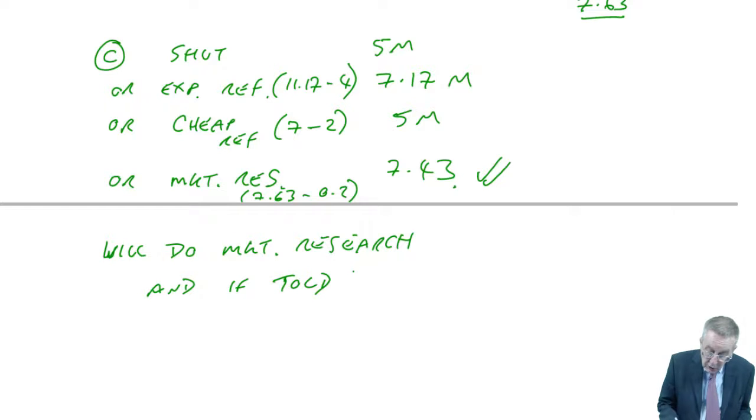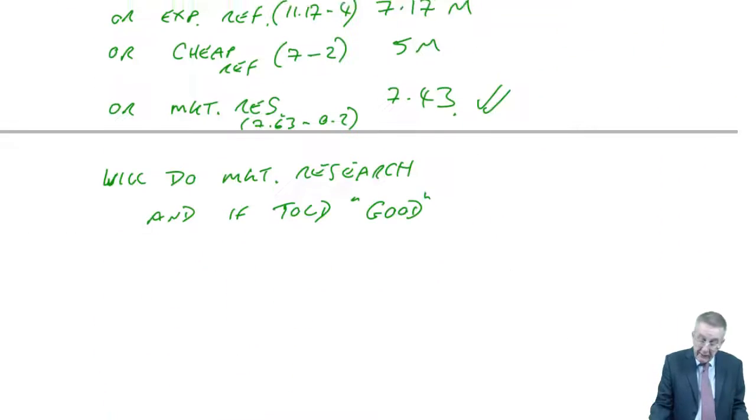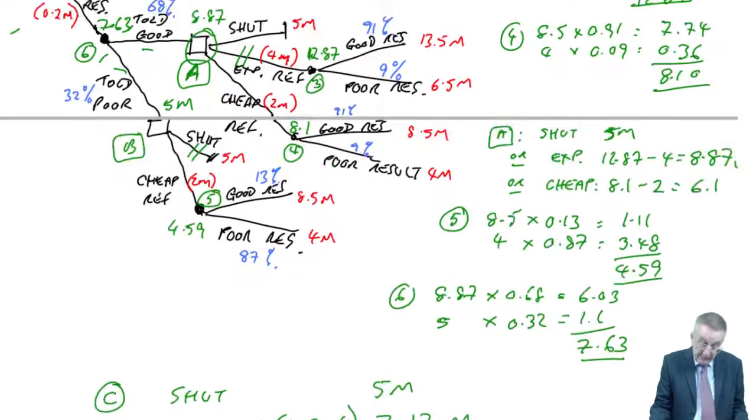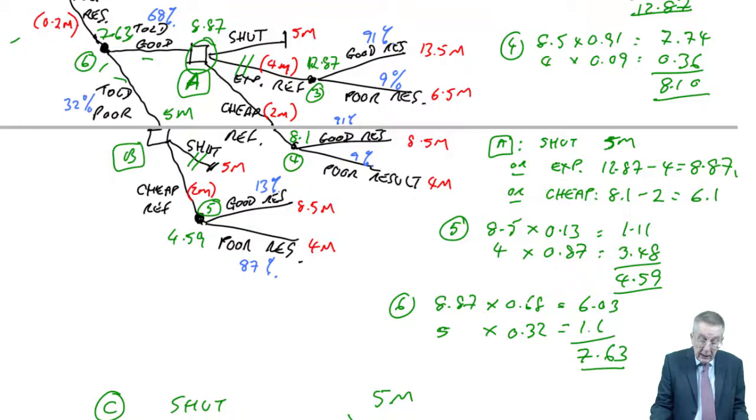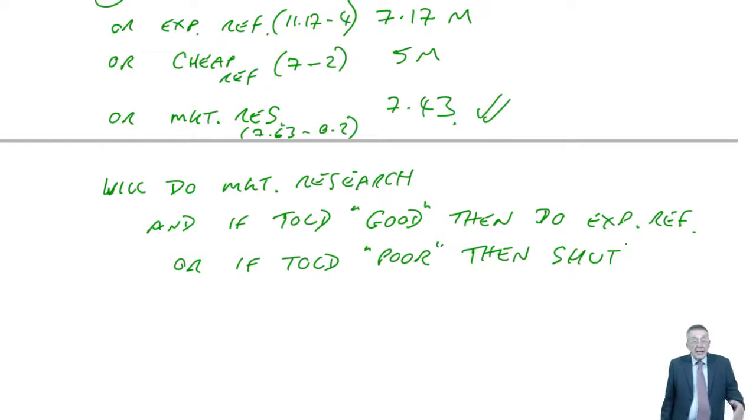If we're told good, then what would be the decision? We carry on and do the expensive refurbishment. Or, if told poor, what will we do? If they told us poor, we decide to shut. So there's the full answer. The decision we make now, together with any future decisions.